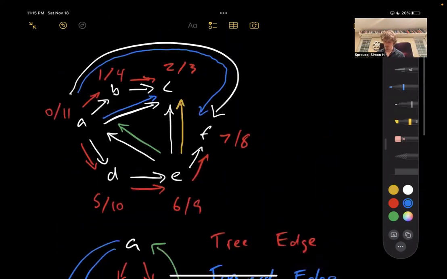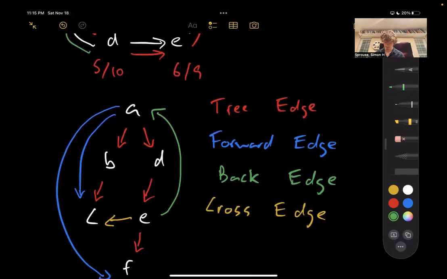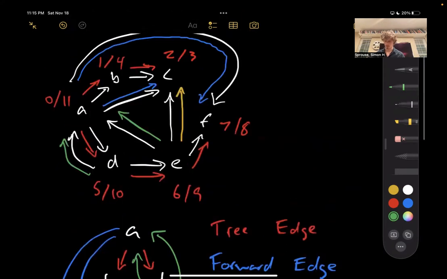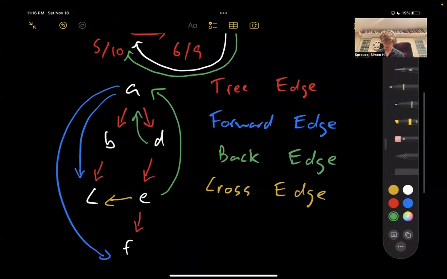Let's draw another back edge. So let's imagine, for instance, D points back to A. Well, this is going to be a back edge, right? D pointing back to A. Let's put another one in the tree. Say, imagine F pointing to D, for instance. We might get a little silly. We might say that F points to D. And in that case, F pointing to D would look like this.